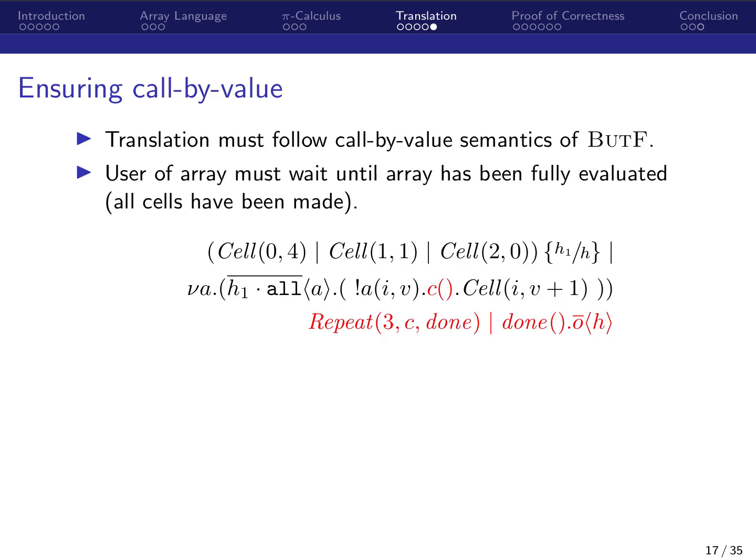The Futhark language is call by value, and so is BU2F, so the translation must be able to express that. So what we do is that we make sure that if we want the value of an array, we can only get that once the array has been fully evaluated. All cells have been made. So we use a special name called done for saying now we're done. On that name, the done name, we communicate. So that's the idea behind that.